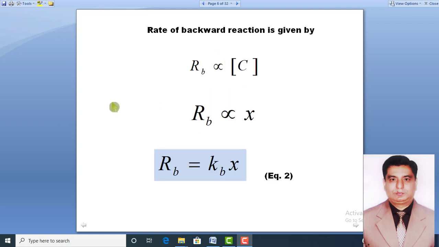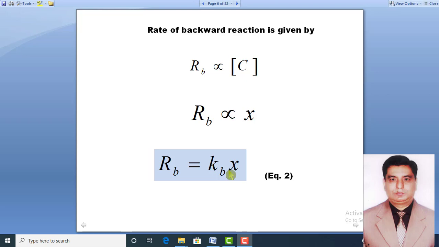Dear students, similarly, if we find the rate of backward reaction, then it will be directly proportional to the concentration of C, and C concentration is equal to X. So the rate of backward reaction will be directly proportional to X. If we want to eliminate this proportionality, we have to take a constant, and the rate constant here will be Kb. So according to equation number 2, the rate of backward reaction will be equal to the product of the rate constant for the backward reaction into the concentration of the product.